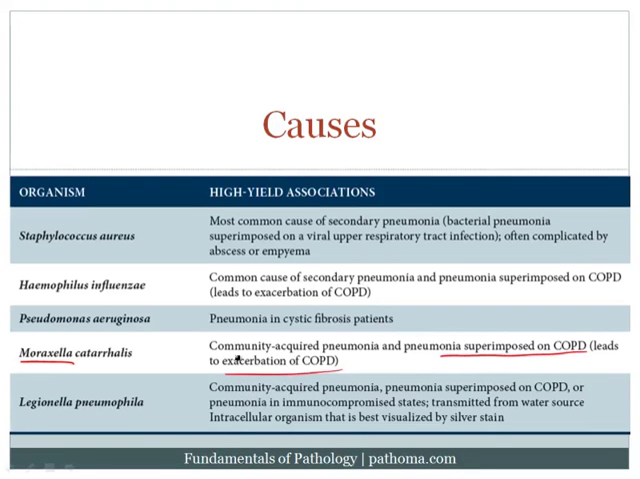And then finally, Legionella is an important cause of community-acquired pneumonia. It can also result in pneumonia superimposed on COPD or pneumonia in immunocompromised states. Very high yield to note for Legionella is that it often arises from a water source. And then also important to note is that it is an intracellular organism that is best visualized by silver stain.